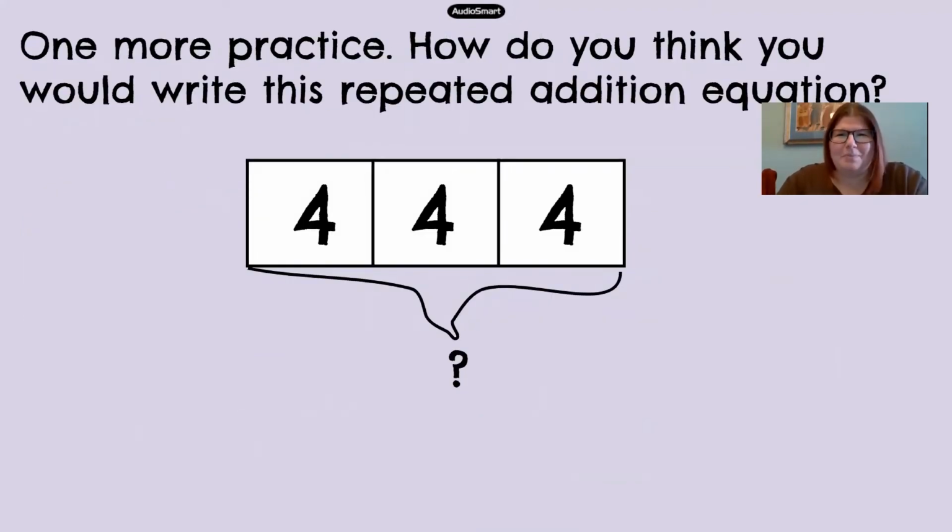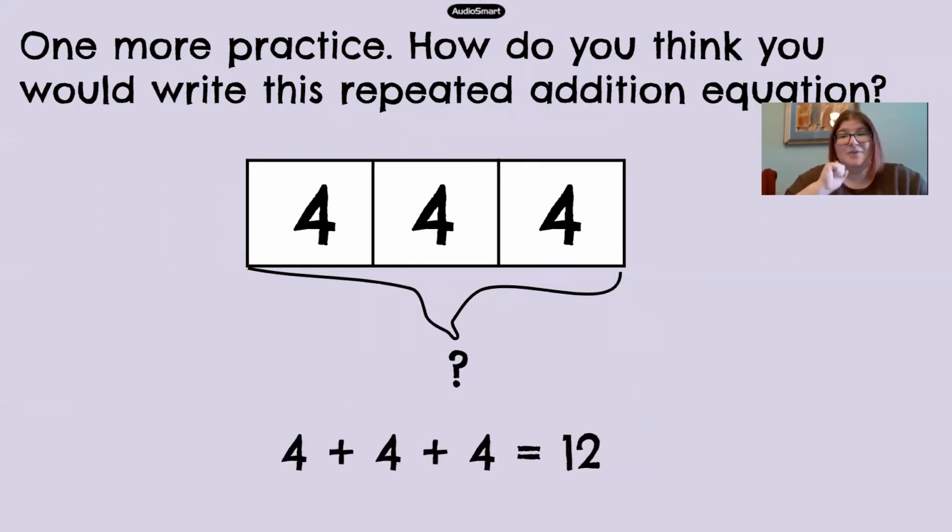How would you write this repeated addition equation? So I'm going to think, how many groups do I have? What numbers inside of my groups? How would that mean in a repeated addition equation? Got it? I'm going to give you about 3 more seconds. Drum roll, please. If you said 4 plus 4 plus 4 equals 12, you are correct.